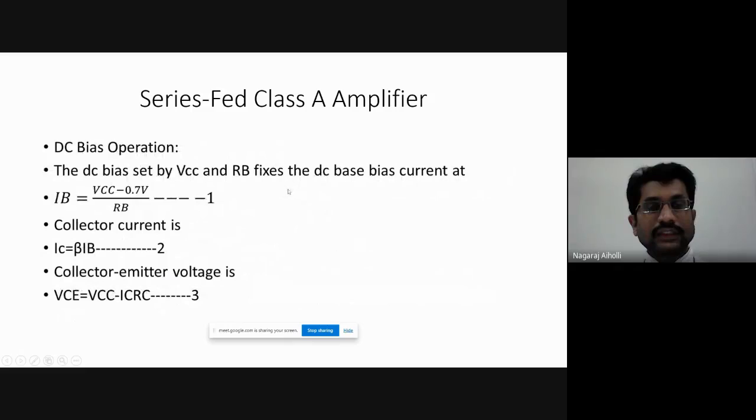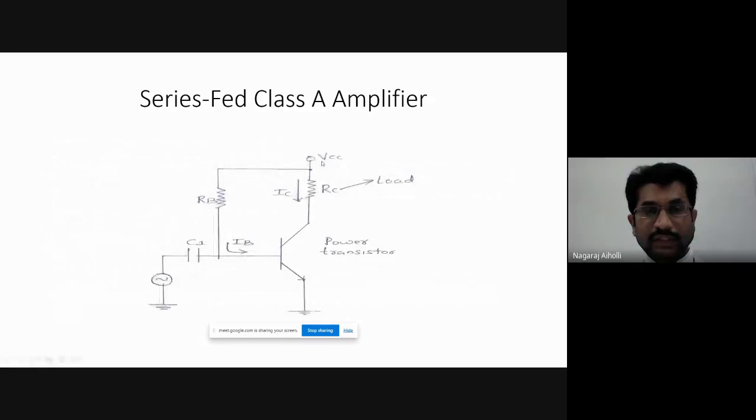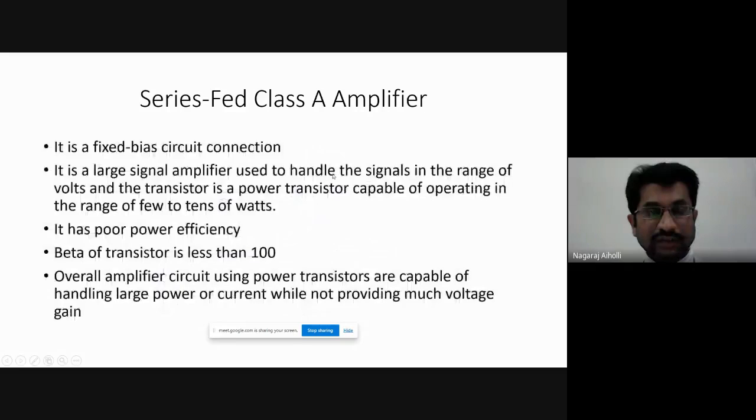Next, let us move on to the DC bias operation of the series fed class A amplifier circuit. Now DC bias means we are considering the VCC, the DC voltage applied. Whatever currents and voltages are available in the circuit when we apply the DC voltage, based on that we are analyzing the circuit. When performing the DC analysis, VCC is present.